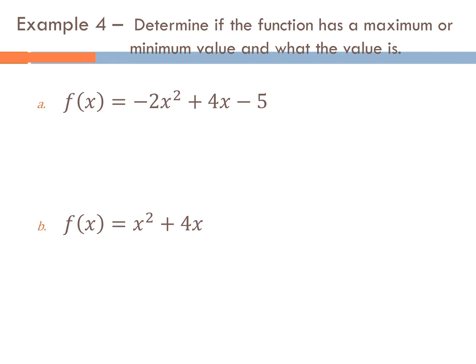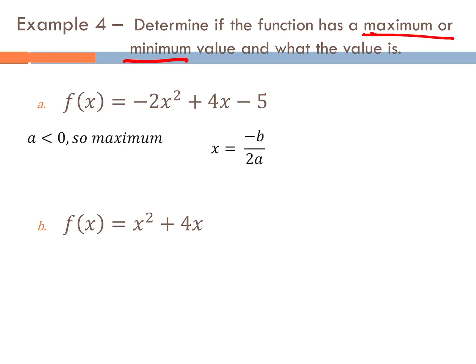Our first one here, negative 2x squared plus 4x minus 5. First we want to determine if it's a max or a min. In this case, my a is less than 0. If my a is less than 0, I have a maximum. So I know it's going to be a maximum. We have to figure out what the value is. To do that, we first have to figure out our vertex.